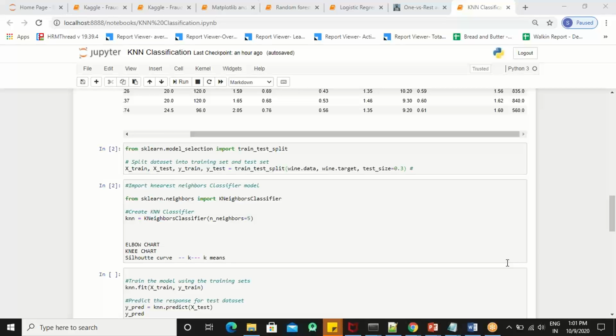KNN, whether you train it or not, makes no difference. It's like it's not really learning anything, which means it's not deriving any formula behind the scene. Yeah, Vipul, that's also good.